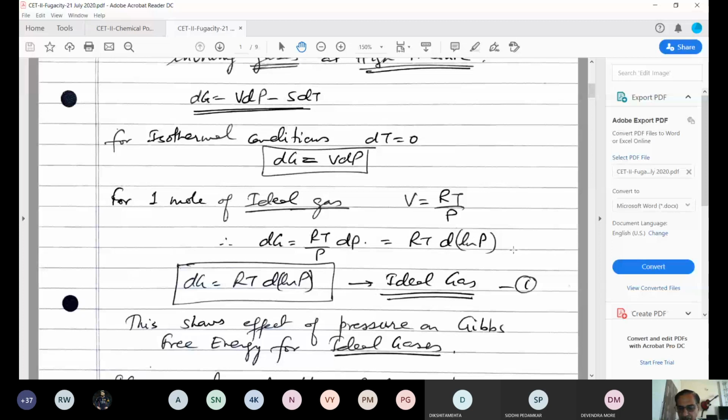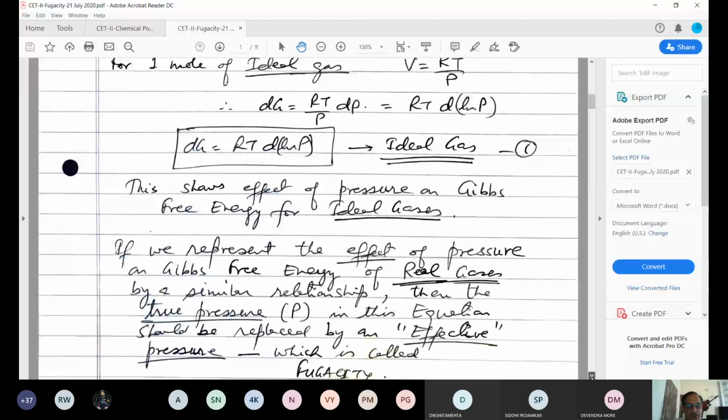Is it clear? Any questions, doubts on this one? We are talking about ideal gas now. For ideal gas, we have derived the effect of pressure on Gibbs free energy. Okay, if there are no questions, we'll proceed.